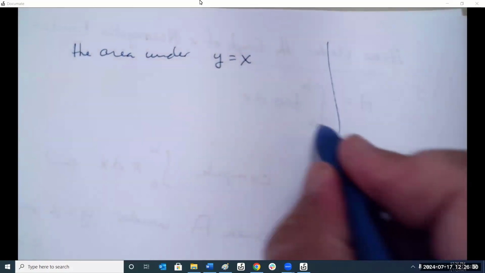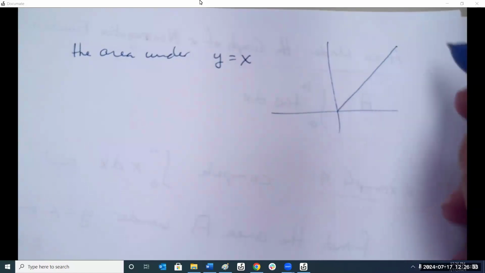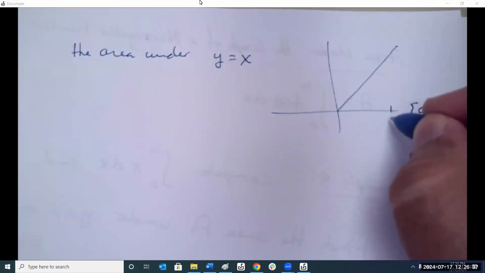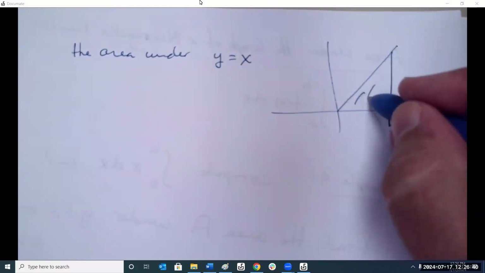What was the question? It was looking to compute the integral of f from 0 to x dx, to find the area under the curve y equals x. So the graph of this one is a 45-degree angle. Remember, our interval is from 0 to B, wherever B is. We're looking for this area.